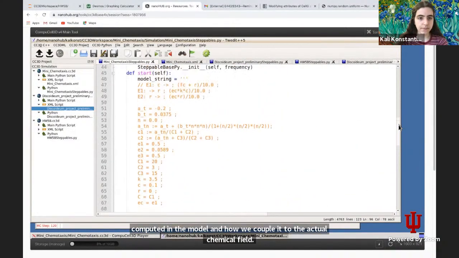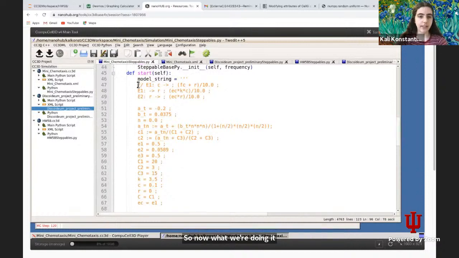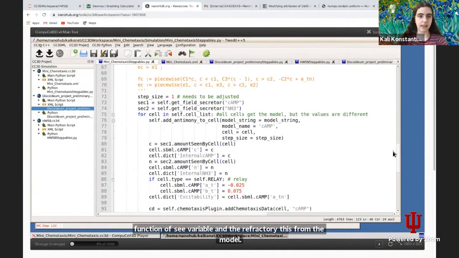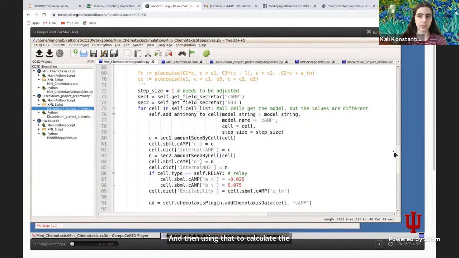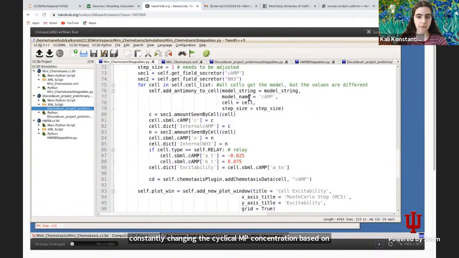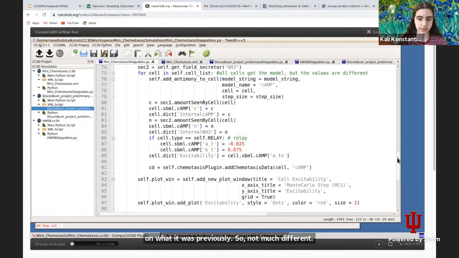So now, instead of having the model compute the actual cyclic AMP concentration, we're going to be extracting the function of C variable and the refractoriness from the model. And then using that to calculate the change in the cyclic AMP concentration based on what it was previously. So not much different here. We give the cell the model, we get the cyclic AMP, we get the ammonia concentration, we change variables based on cell type as needed.